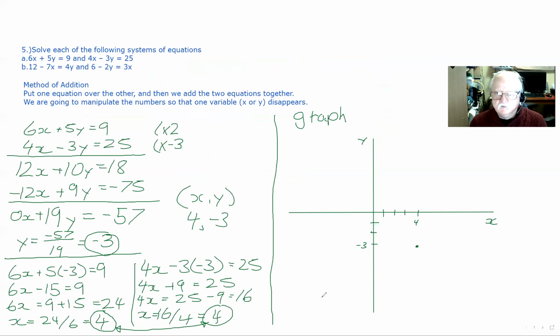So our first one, when x is 0, y is a positive 1.8. So this would be 1, 2, roughly right there. And when y is 0, x is 1.5, so roughly here. So we want to put a line that goes through those 2 points.